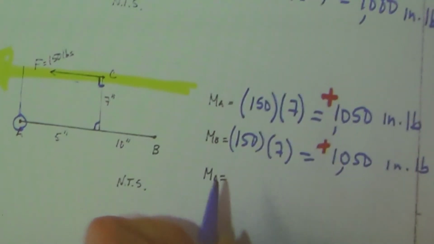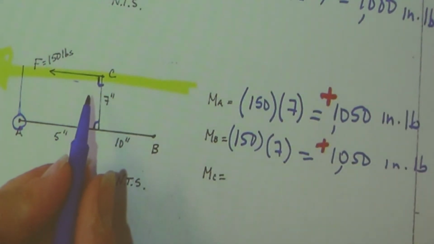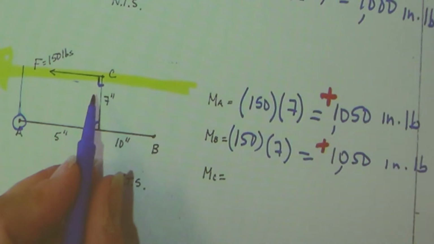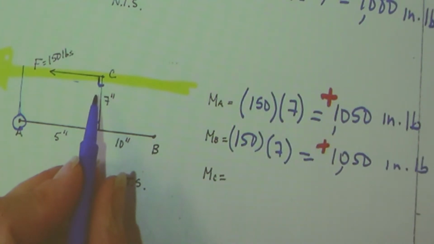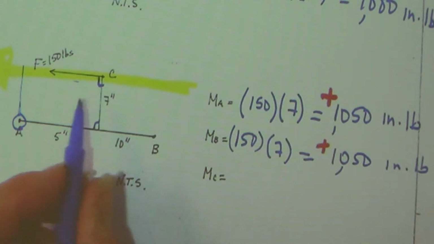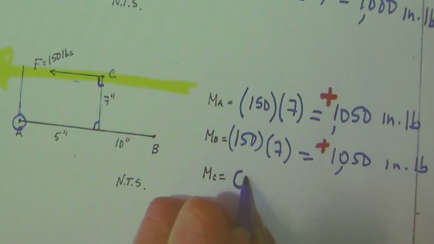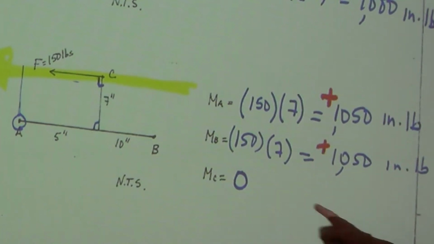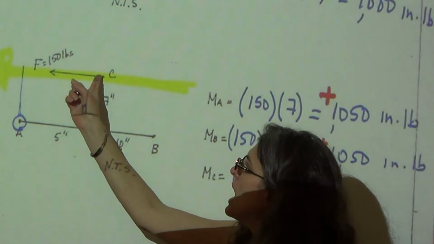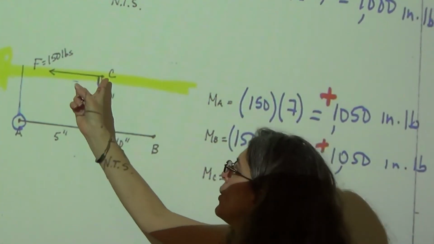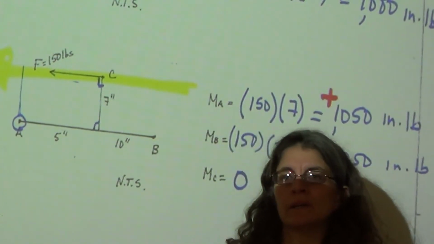Aaron, moment about C. Would be 150, oh. Do we have a distance between? You do not. There's not one. So it's 0. And does it make sense? It does, because this is a force that's concentrated at that point. It cannot create a moment. It could only move it translationally.